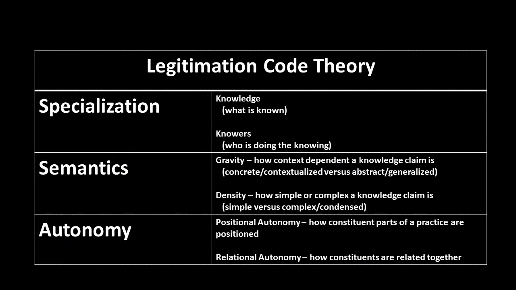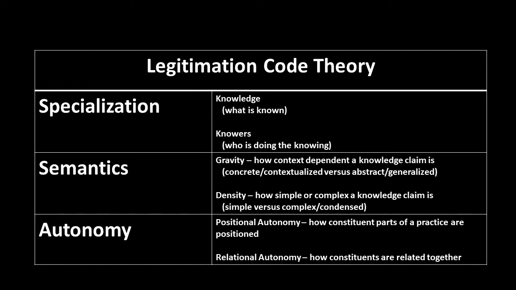Autonomy is a little bit harder to explain, I think. If you look at the terms used, for specialization, there's always something which is known, knowledge, and there's always a knower, someone who is doing the knowing. That uses fairly common, fairly concrete language. In terms of semantics, gravity is how context dependent a knowledge claim is. Is it concrete and contextualized, or is it abstract and generalized? Or how simple or complex something is. Density are terms which are fairly easy to understand.